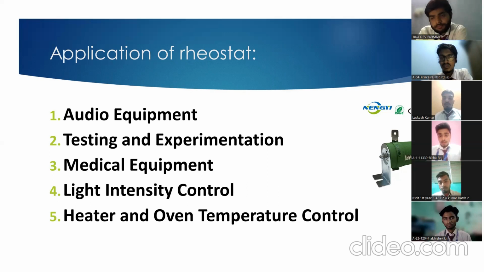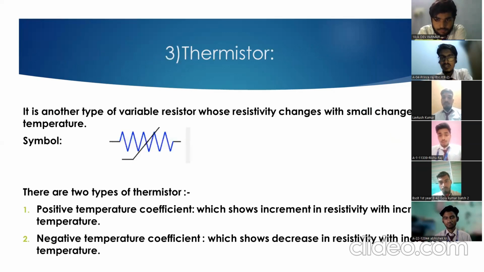And here we can see some applications of rheostat. The first one is audio equipment. We can use rheostat in audio devices. Second, testing and experimentation in lab and medical equipment, and to control the intensity of light. And rheostat is also used in heaters and ovens to control the temperature. So let's move on to the next slide.